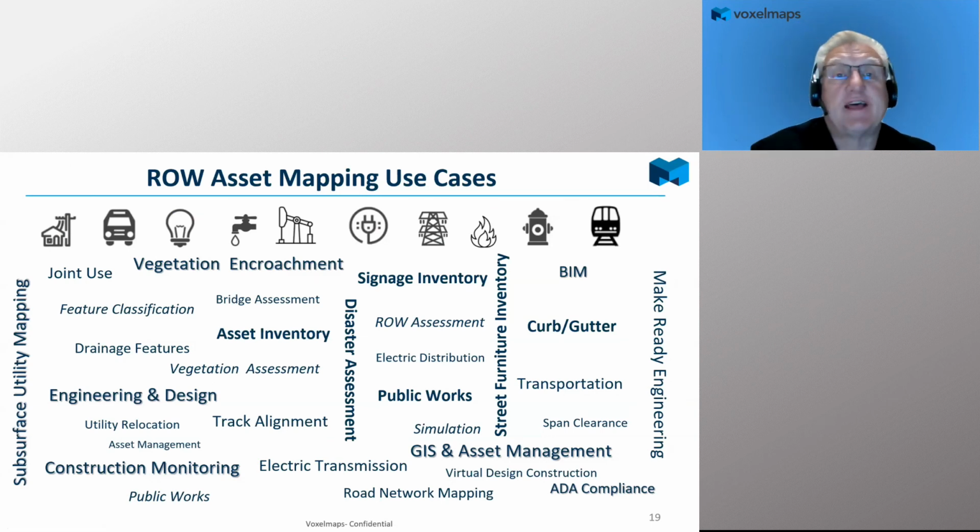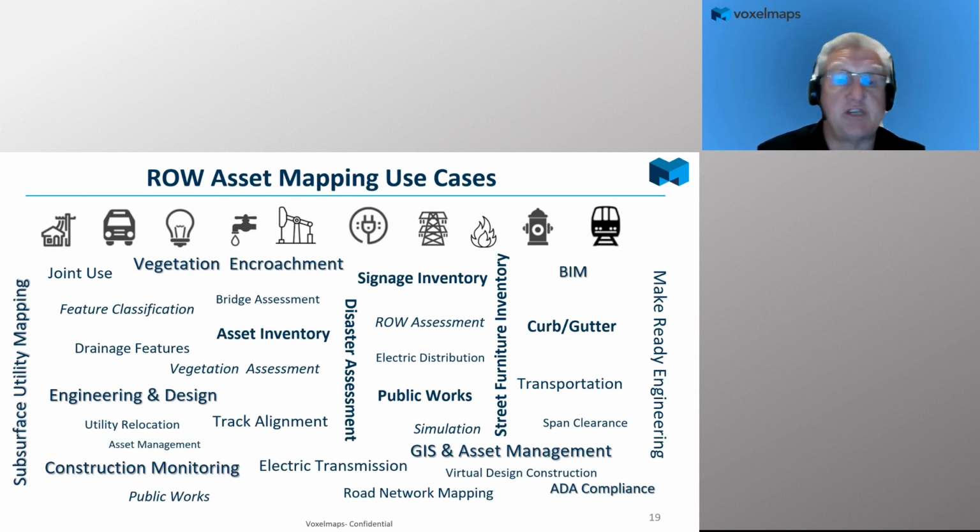So what I'd like to do is talk a little bit about right-of-way asset mapping use cases. When somebody talks about right-of-way, what does that mean? Originally I think transportation, but there's a lot of assets that sit within a right-of-way. It's not just transportation, it's utilities, public works, or water and sewerage.